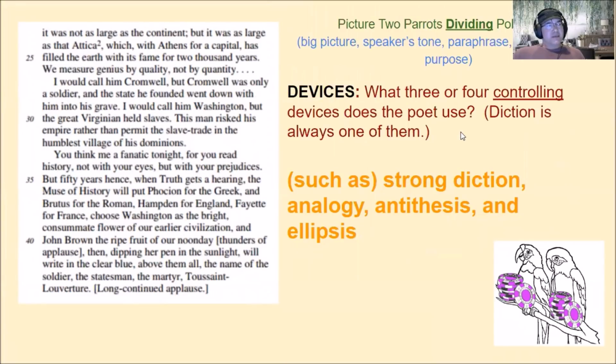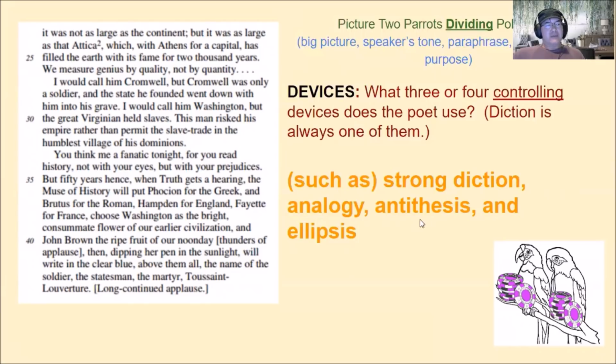Dividing is devices. What are three or four controlling devices does the writer use? In this case, it's not a poet, but what are some of the major devices? You can bring in diction, always one of them. And don't just say he uses diction. He uses strong diction, he uses ironic diction, give it an adjective. Okay. Analogy, antithesis, and ellipsis.